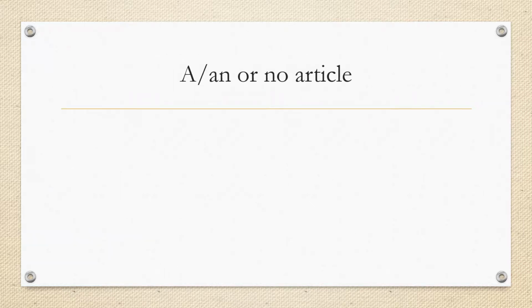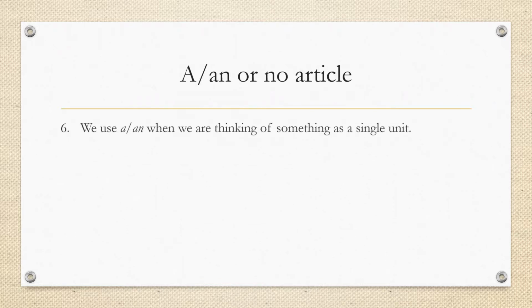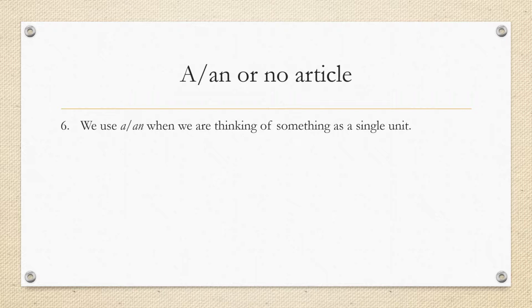A, an, or no article. We use a, an when we are thinking of something as a single unit. Lupin made me a cup of tea in his office. There is a hair in my soup. Both tea and hair are considered uncountable nouns, but over here we are thinking of them as a single unit. A cup of tea, a hair, meaning a strand of hair.